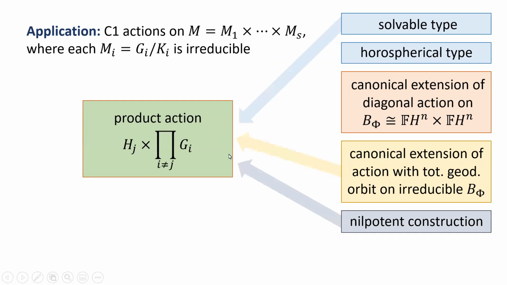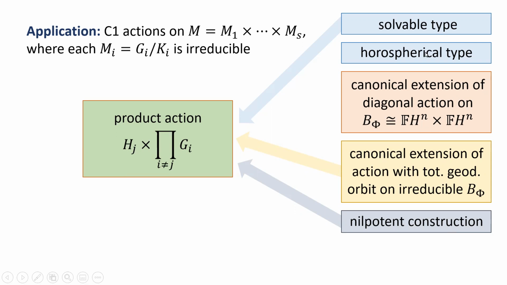So it turns out that actions of solvable type, these canonical extensions from irreducible boundary components, and more importantly, because this is in general difficult, the nilpotent constructions, all these three possibilities yield product actions. Okay, so this means that we can reduce this study of cohomogeneity 1 actions in here to the study of cohomogeneity 1 actions on each factor.